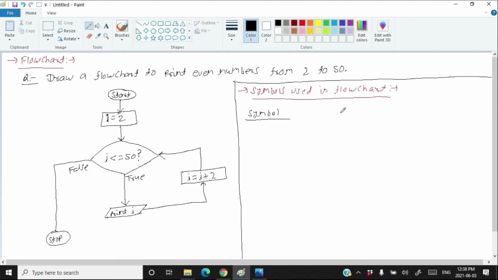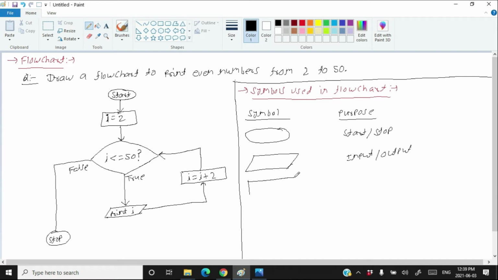and then purpose. The ellipse symbol is for the purpose of start and stop. As you have seen here, we have started with an ellipse symbol and we have stopped with another ellipse symbol. The skewed rectangle, this one. For what purpose is this used? This is used for input and output.